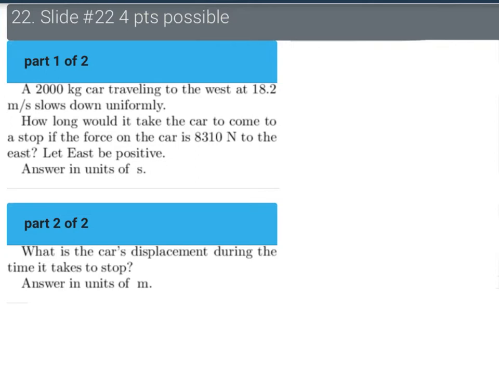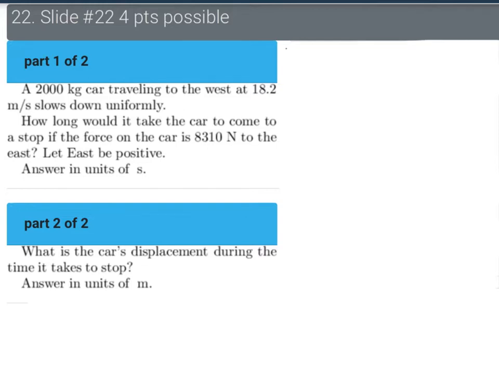All right, so this question gives us mass and velocity, as well as force, and it's asking us to solve for time for part one. Now, to solve for time, we need to figure out a relationship between mass, velocity, and force. And so in this case, momentum and impulse should hopefully come to mind.